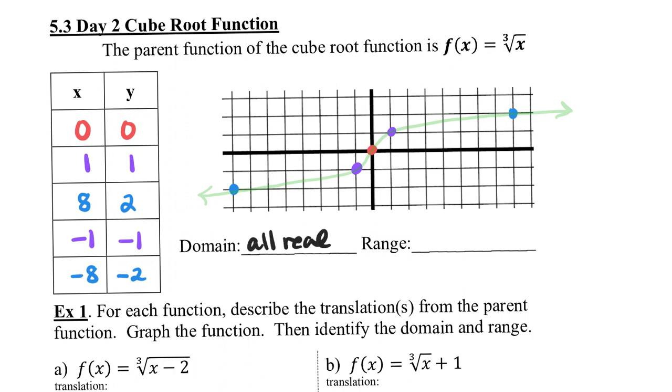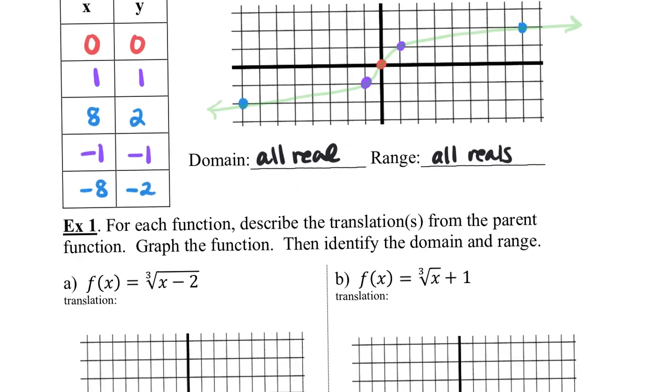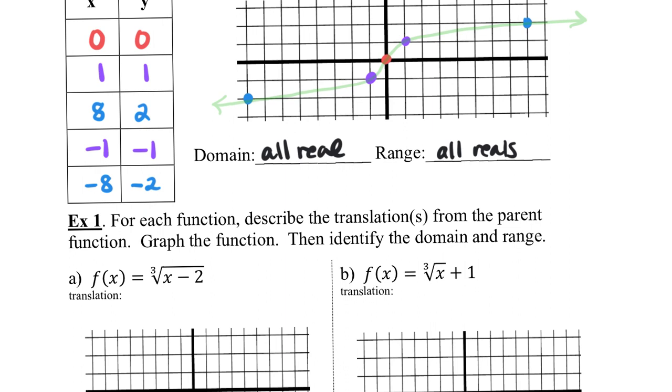For the range, well, I can plug in negatives and I get a negative answer, and it keeps going down forever. I can plug in 0 and I can plug in positives. So the range is also all reals. So there's no restriction. The graph goes all the way from negative infinity to positive infinity. Okay, now this is the shape of the parent function. We're going to translate them and then see if we can regraph them. So let's get the translation first, and then we'll look at the parent function again.